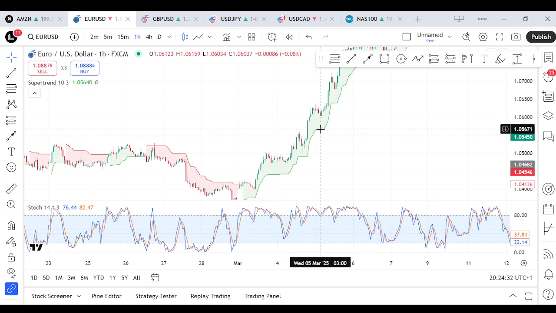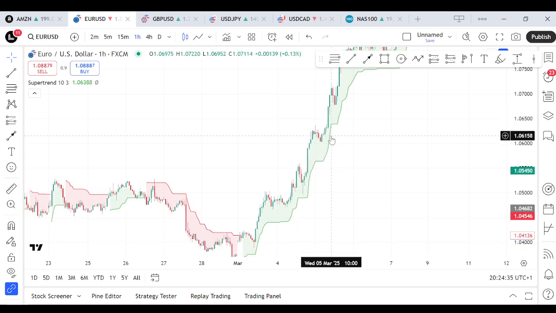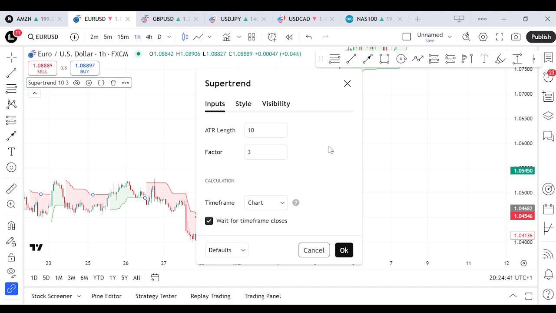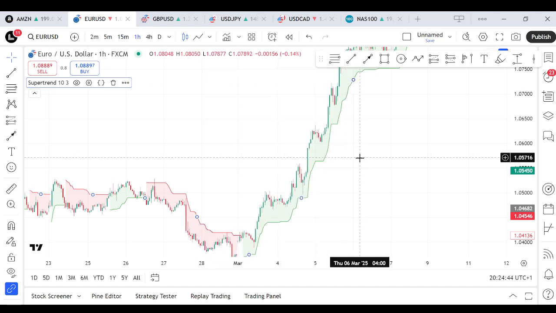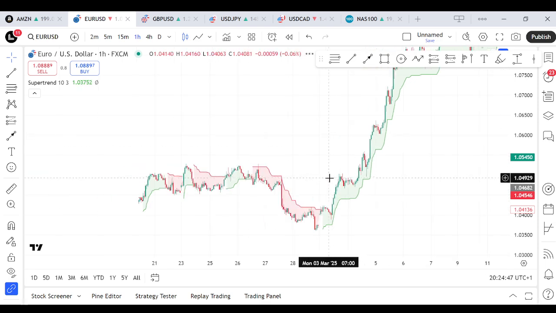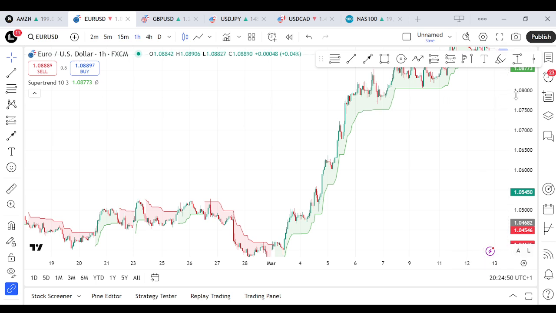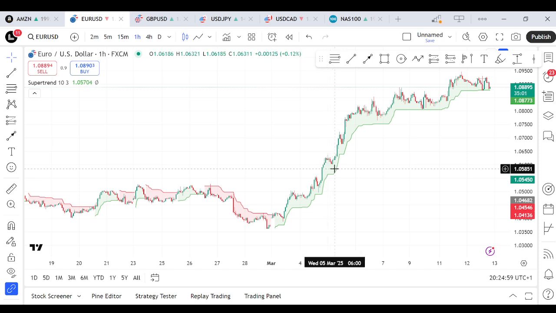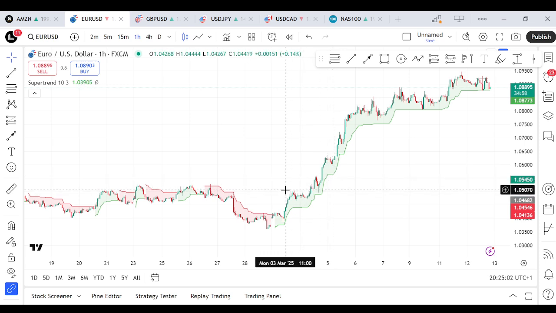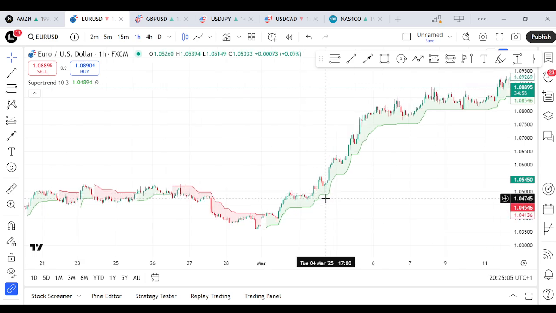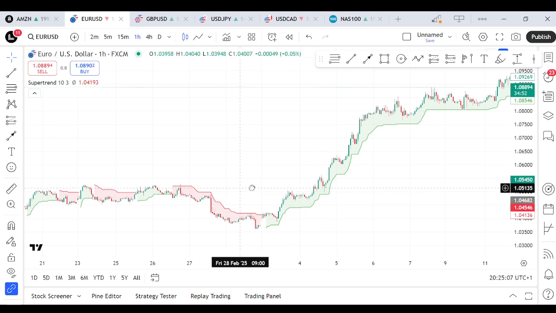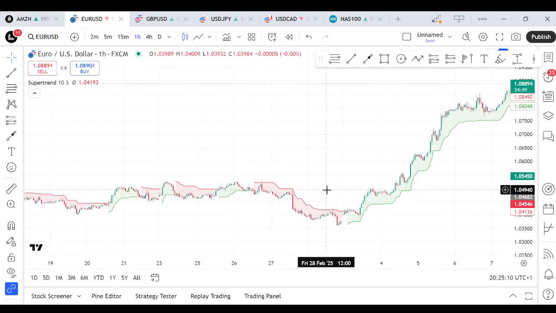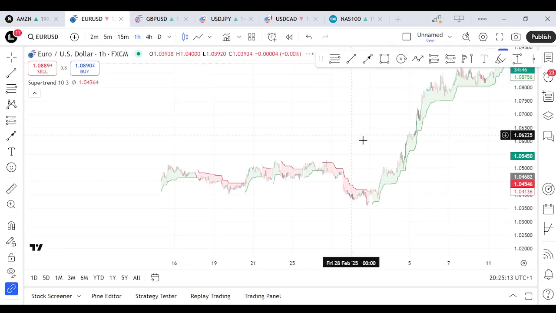This indicator helps you determine the direction of the current market trend. It uses price volatility measured by the average true range to plot a line on your chart that acts as dynamic support and resistance levels. As you can see on the chart, this is the SuperTrend indicator. When the price is trading above this line, the SuperTrend indicator signals an upward bullish trend by turning green, as you can see. Conversely, when the price moves below the line, it indicates a downward bearish trend by turning red, and that is indicated here.